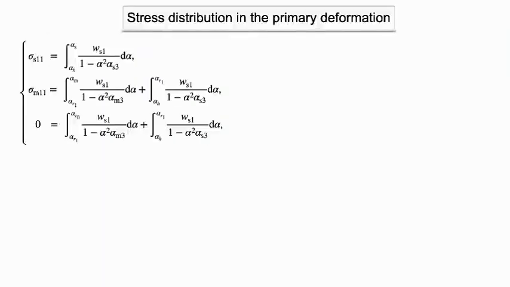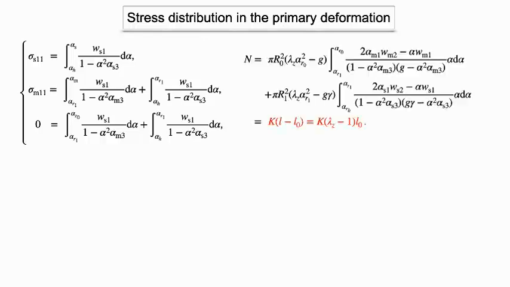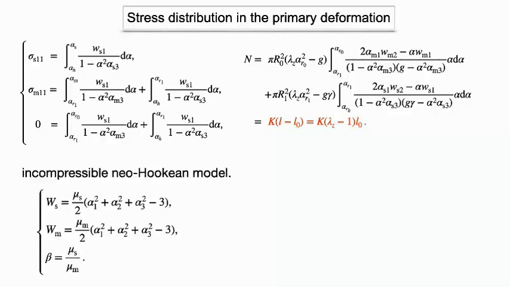And you can also derive the stress. The only non-zero stress is sigma 11, one is in the r direction. And you have the resultant axial force. And this is because it is attached to a spring. This K is the stiffness of the spring. Right? This is the force balance in the third direction, in the axial direction. And also we use the incompressible neo-Hookean model, very simple, right? Mu is the shear modulus, and here beta is the shear modulus ratio.